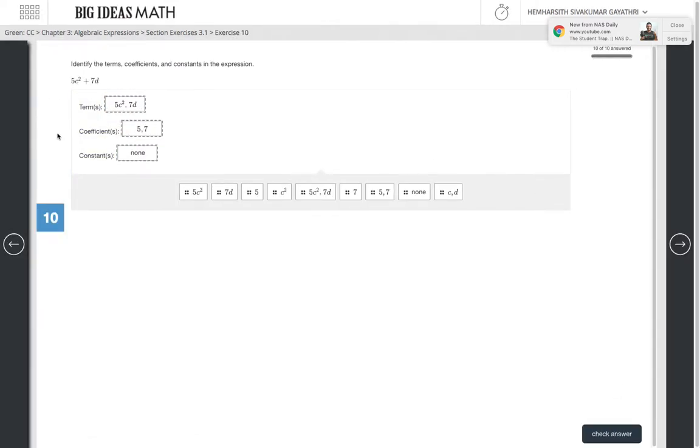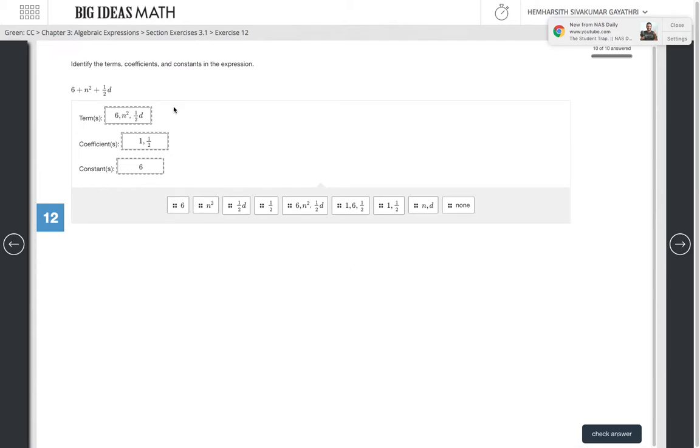In this case it's 5c squared plus 7d. So 5c squared plus 7d is a term. Coefficients are 5 and 7 and constants are none, because constant means only a single digit. The d should not be here, or this c squared should not be here. But both of them have letters in them, so coefficients are 5 and 7 and constants are none. Check answer, and I got it correct.